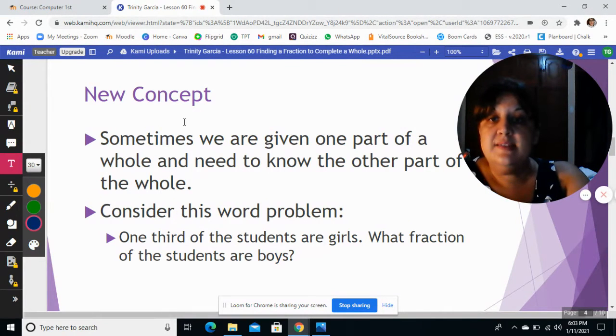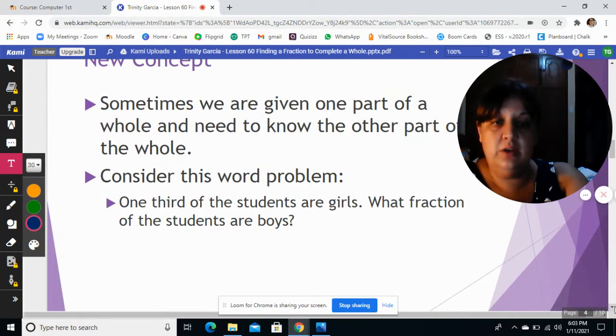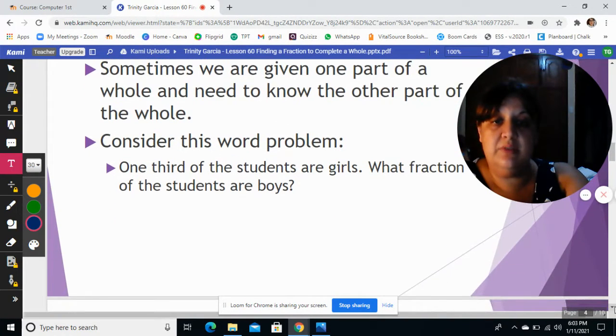Okay, our new concept for today. Sometimes we are given one part of a whole, and we need to know what the other part of the whole is. Consider this word problem. 1/3 of the students are girls. What fraction of the students are boys? So in this word problem, we are not given the whole picture. We are only given just a little bit of the picture. In fact, we're only given 1/3 of the picture.